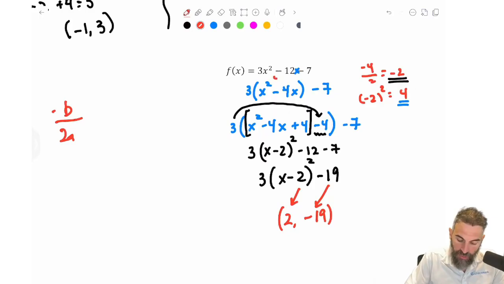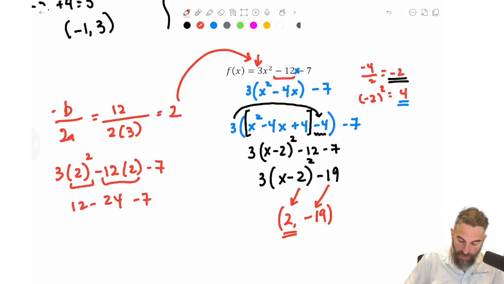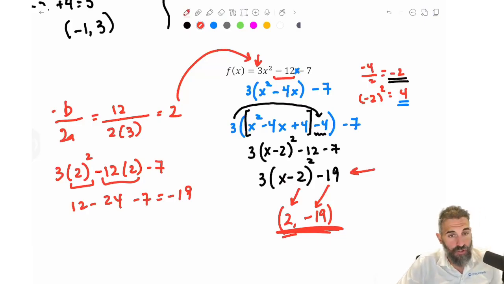So your minus b here, I would take the 12, but flip the sign, so it'd be positive 12. And then my a was 3, so 2 times 3. 12 divided by 6 is 2, which is what I had here. Then take that 2, plug it back in. 3 times 2 squared minus 12 times 2 minus 7. This is a 4, so 12 minus 24 minus 7. That's minus 19. So I know my vertex is right, which gives me confidence that I completed the square correctly.